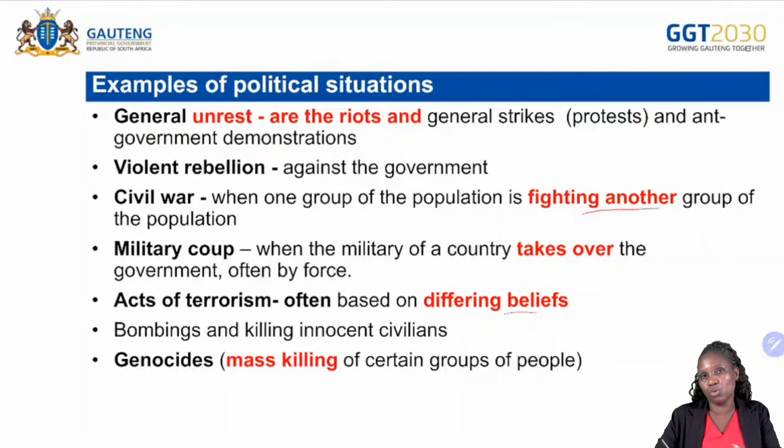And then genocides. When we're talking about genocides, we are talking about mass killing of certain groups of people. Like in Rwanda, there was mass killing of people. That was a genocide between the Hutus and the Tutsis. Okay. We've got a lot of genocides that we are experiencing now. Look at Israel and Gaza. Look at what is happening. They are bombing Gaza almost every day, 24/7. Okay? A lot of people are dying there. Innocent people are dying.